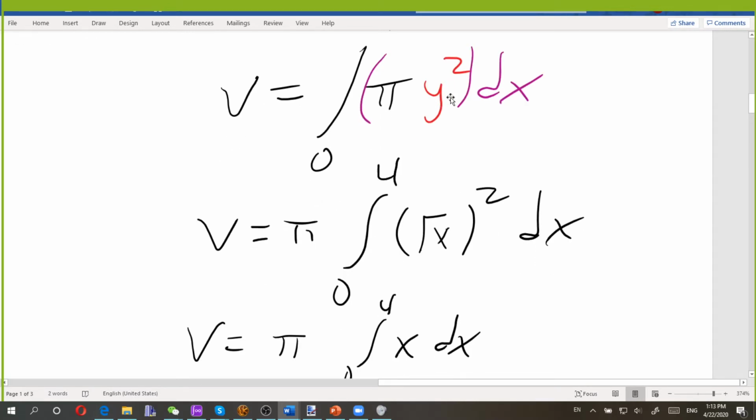Since we were told our y value is the square root of x, y is the square root of x is our original function, I can pull out this pi because that's a constant, and then multiply by my radius squared.